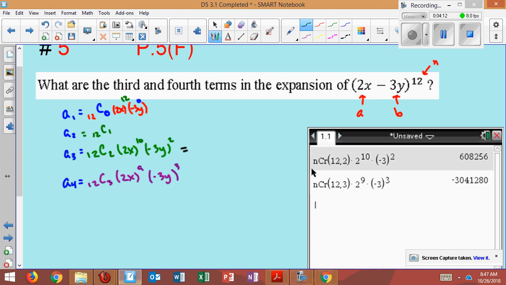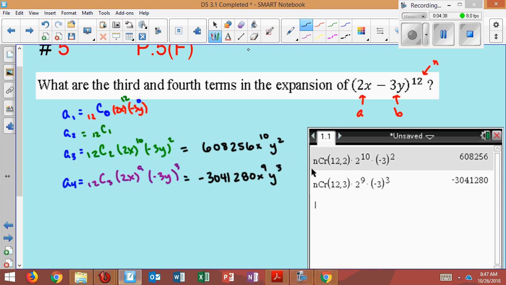So my answer here for the third term is 608,256 x to the 10th power y squared. And the fourth term would be negative, looks like 3,041,280 x to the 9th, y to the third power. And so these would be my answers.